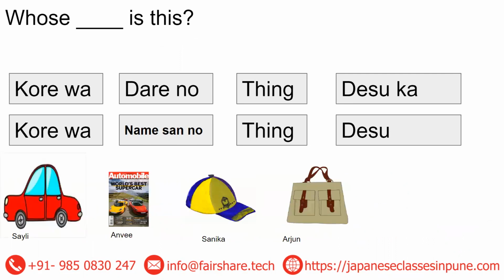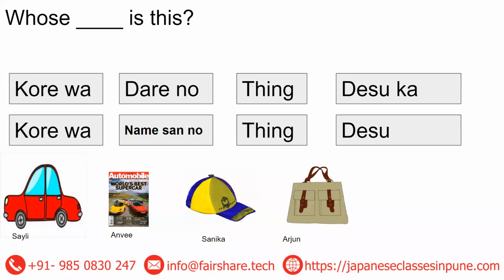Okay, now let's take car. So kore wa dare no kuruma desu ka? Kore wa dare no kuruma desu ka? Whose car is this? Okay, and the answer is Saili. So what do I say? Kore wa Saili-san no kuruma desu. Okay, kore wa Saili-san no kuruma desu.